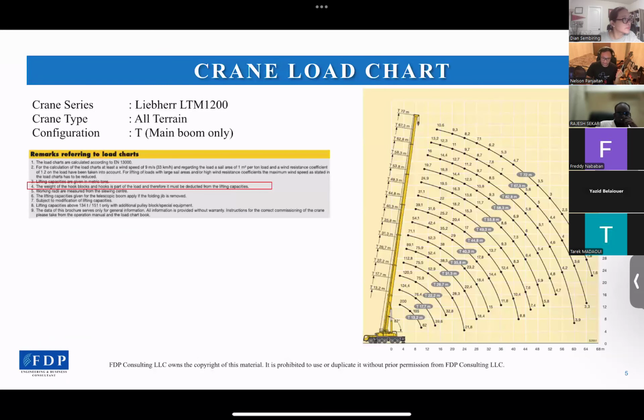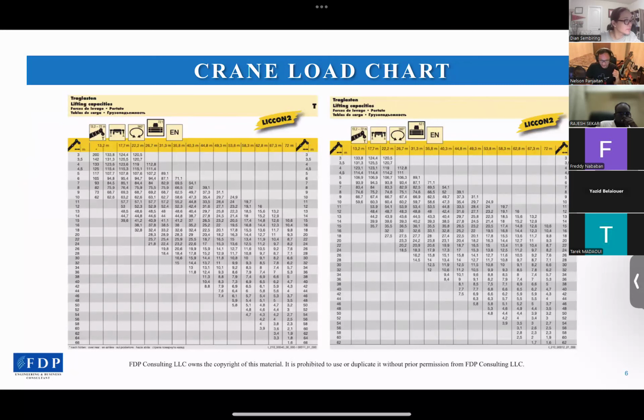For example, it's shown in this load chart that I took from the LTM 1200. This is an all-terrain type, and I assume the configuration is ST or main boom only. If we look at note number 4, we can see it is mentioned that the hook block and parts are part of the loads. So in other words, we can say that the crane capacities in the load chart are gross capacities, right? Now, let's see the load chart.